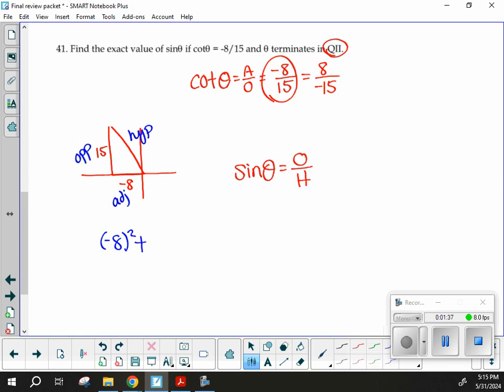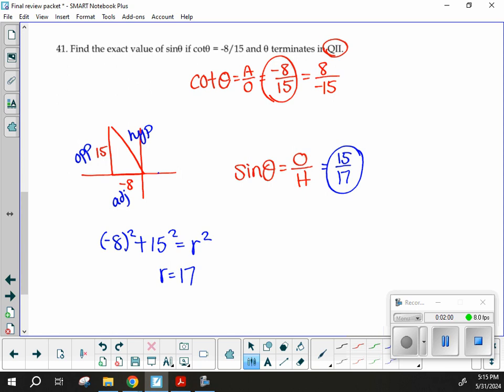So negative 8 squared plus 15 squared equals, I'll just call it r squared. That is a triple if you know it. That side length, or you solve it, is just 17. So let's plug in back over here. Opposite over hypotenuse is just 15/17. Notice we didn't actually even have to find the angle.